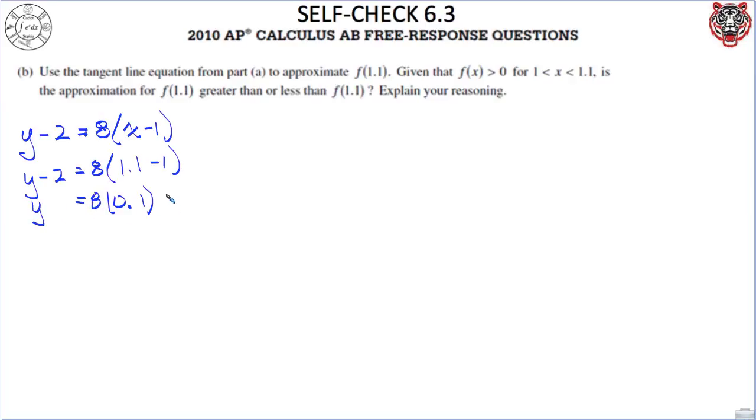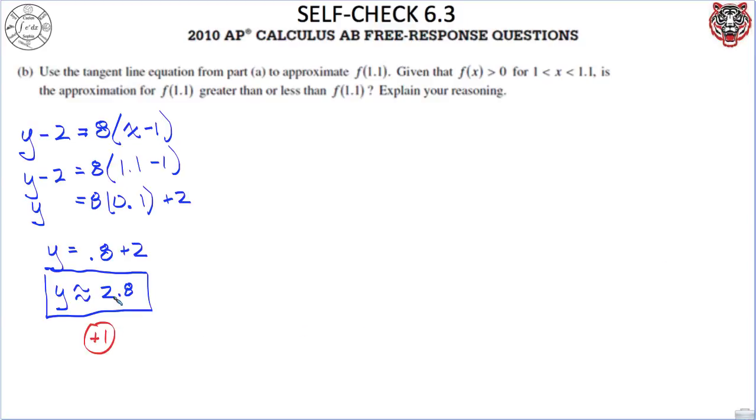Instead of writing minus 2, I'm going to add that right now, plus 2. So that means our y is equal to 8 times 0.1, which is 0.8, plus 2. Since this is an approximation, you should really be writing approximately equal to 2.8. If you got this, that's 1 point right there, plus 1 point if you're able to get 2.8 for your approximation. I think if you write y equals, you'll still get the point.